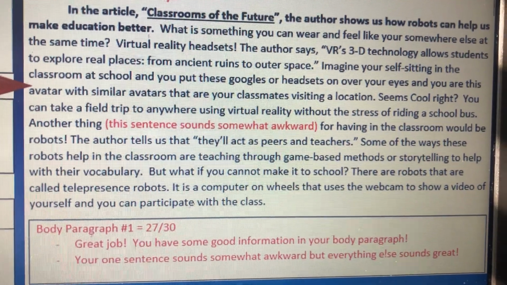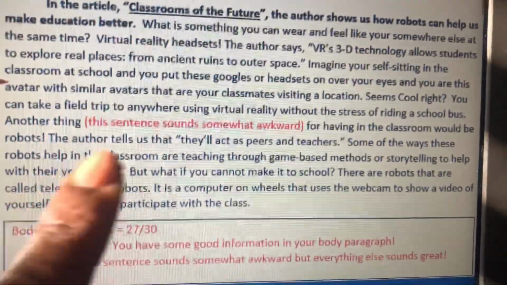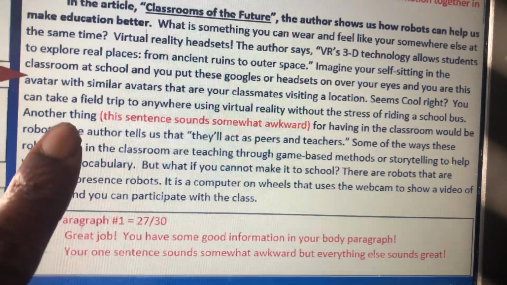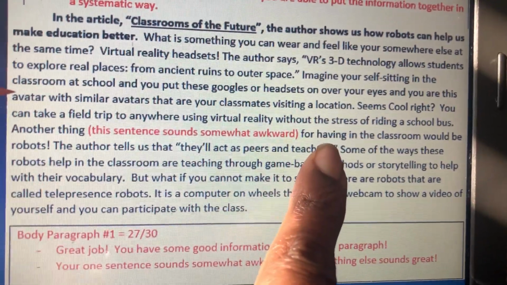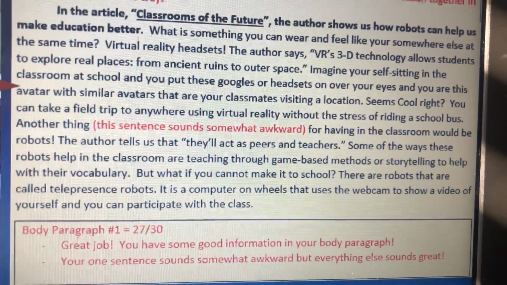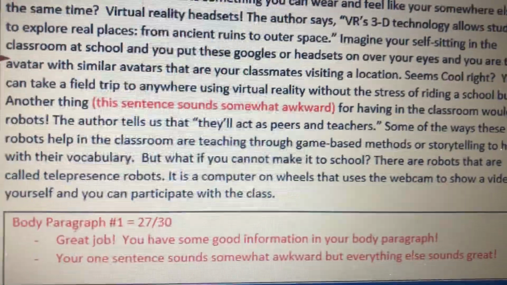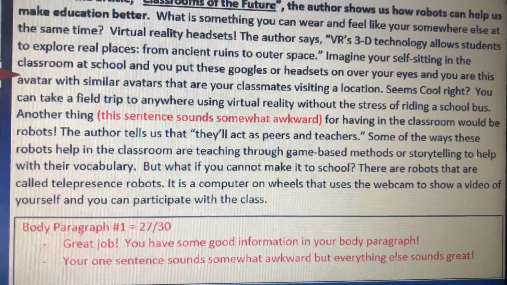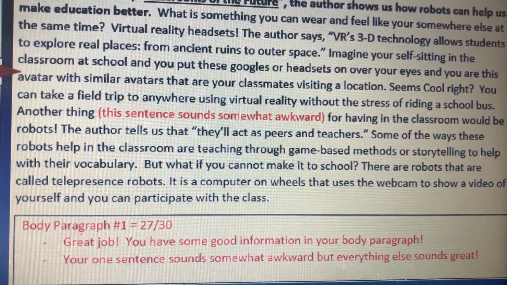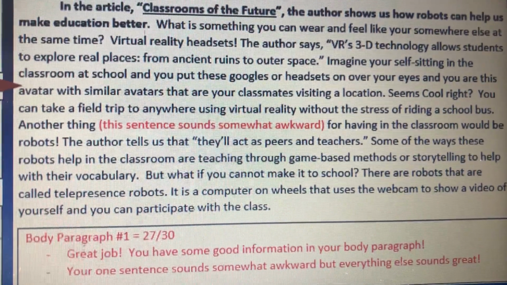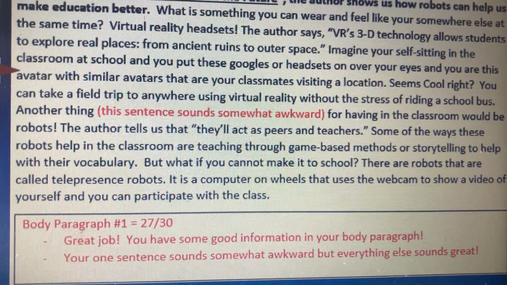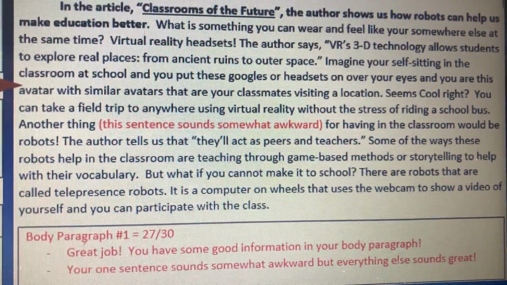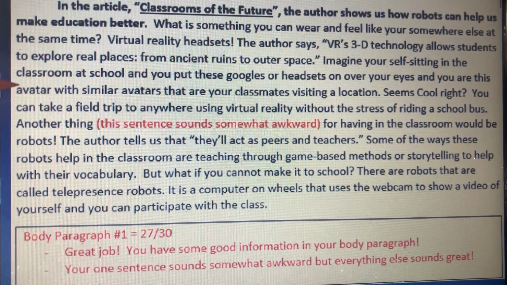The only thing that I have listed here is that this sentence sounds somewhat awkward. I inserted that feedback in this sentence because listen to it. It says, another thing for having in the classroom would be robots. That sounds a little bit unclear, and at your age group, you are supposed to have all clear and concise sentences. And as I was reading through this paragraph, that sentence made me trip up just a little bit. It sounded a little bit off. So I took off some points for that. But like I said, this person still got a really high amount of points for their body paragraph.